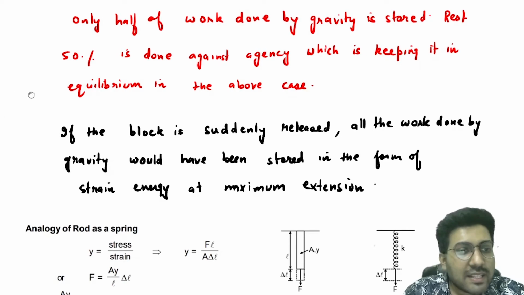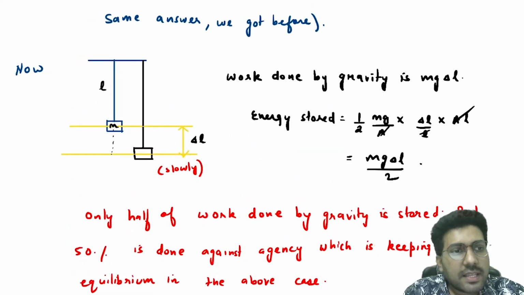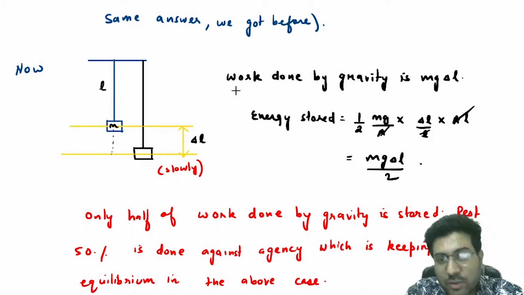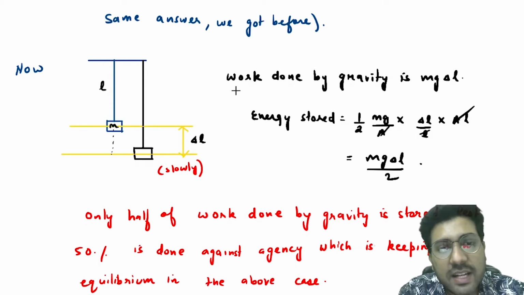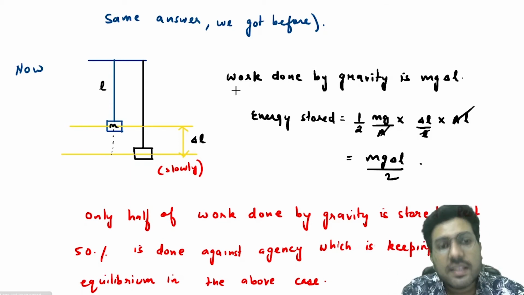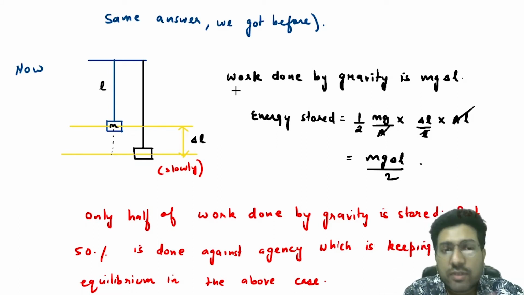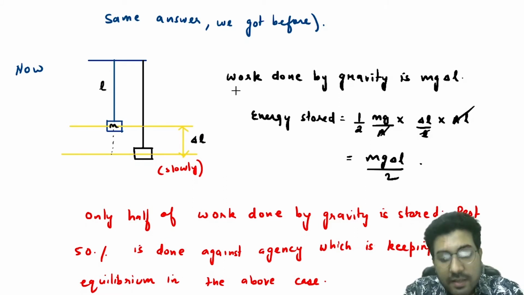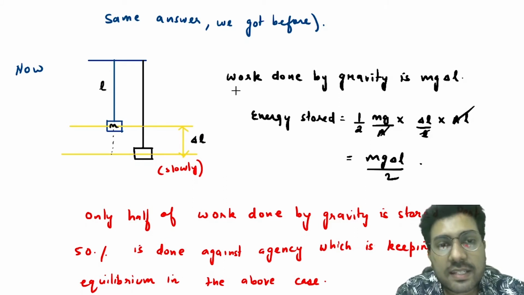But if it is moving very slowly, see, in case of elasticity, in case of a rigid rod, actually it moves very slowly only, because we cannot see the movement, right? In spring we can see the movement, but in a rigid rod we cannot see the movement. So that is why in rigid rod we will say that work done by gravity is mg delta L, but the energy stored is only half of it. The remaining energy is lost as heat. Or you can say the remaining energy is lost in the work done against an external agent who is trying to keep this rod in equilibrium at every instant.